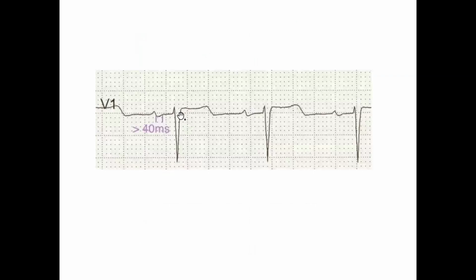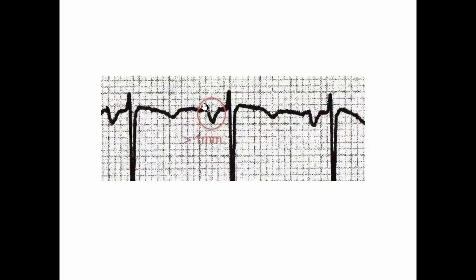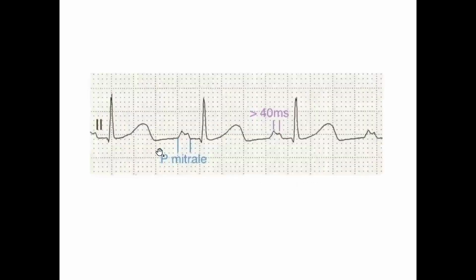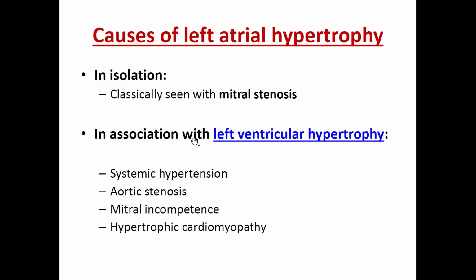So you can see here the duration of the negative P wave, the second half in V1, is more than one small square, that is more than 40 milliseconds. Here you can see the second half of the P wave in lead V1 is more than one small square, that is more than 1 millimeter. It is suggestive of left atrial enlargement. And this is P mitrale, where you can see two P wave peaks, the first and the second, and the duration is also increased here.